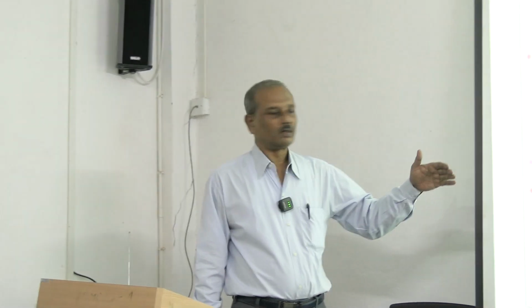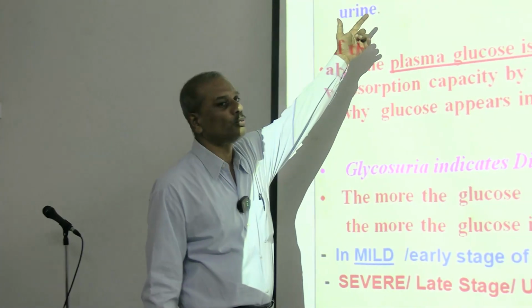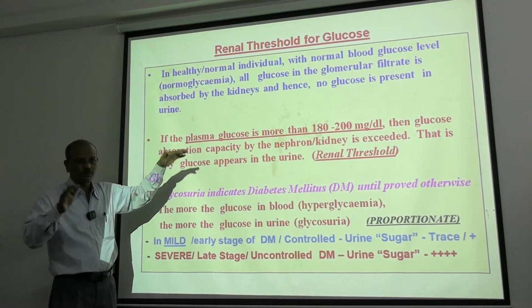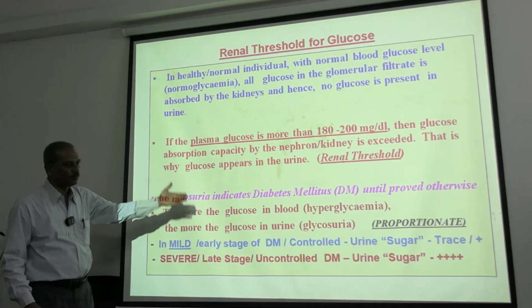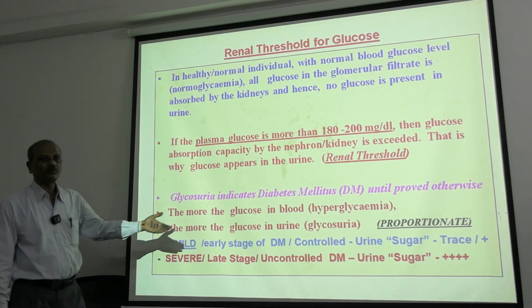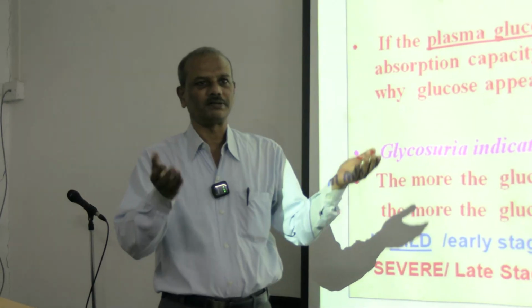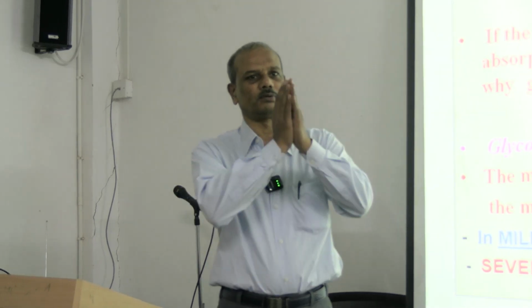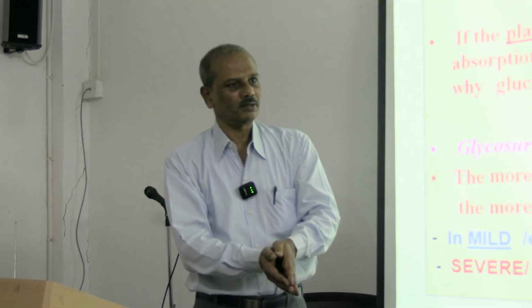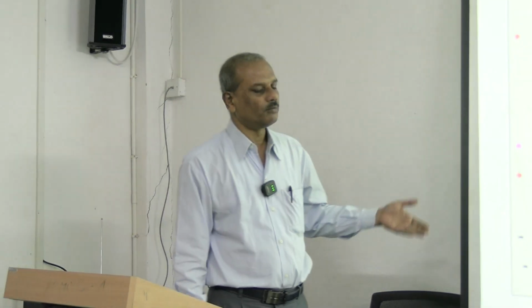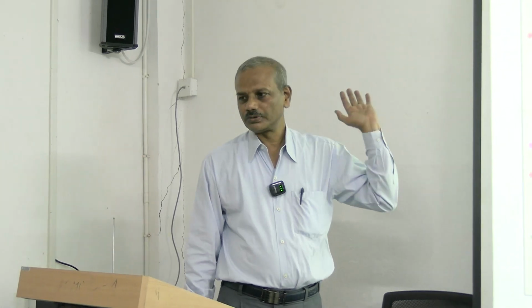Now, we try to understand the more the glucose in the blood. Normal blood glucose is called normoglycemia. Earlier I told you the level of glucose in the blood is called glycemia. If there is more blood sugar, that is called hyperglycemia. If there is low blood glucose, that is called hypoglycemia. The more the glucose in the blood, the more the hyperglycemia. Somebody is having 250, somebody might be having 400, somebody might be having 600. The more the glucose in the blood, the more will be filtered in the glomerular filtrate, so more will appear in the urine. So the more the hyperglycemia, the more the glycosuria. That is basically proportional.